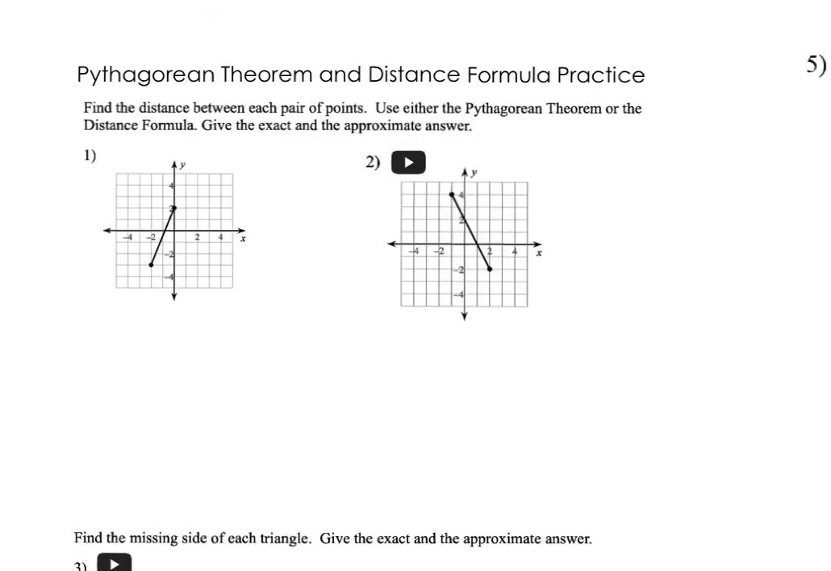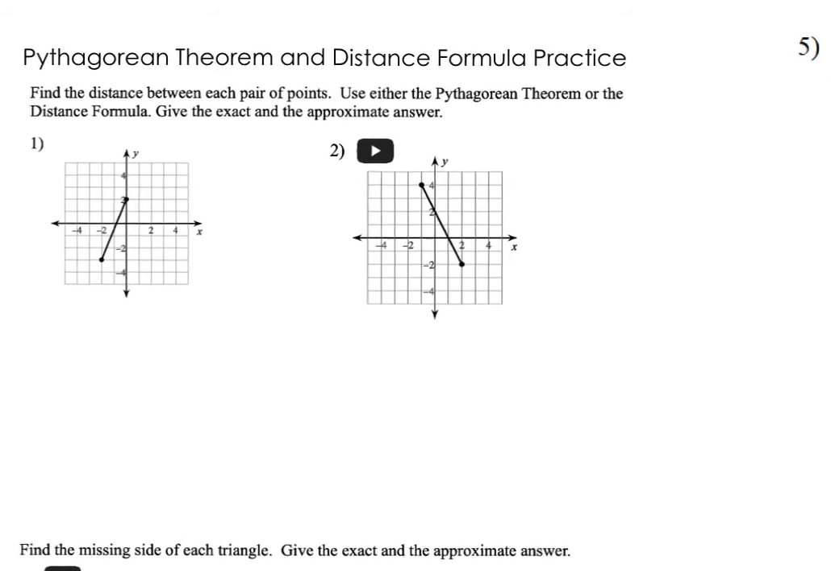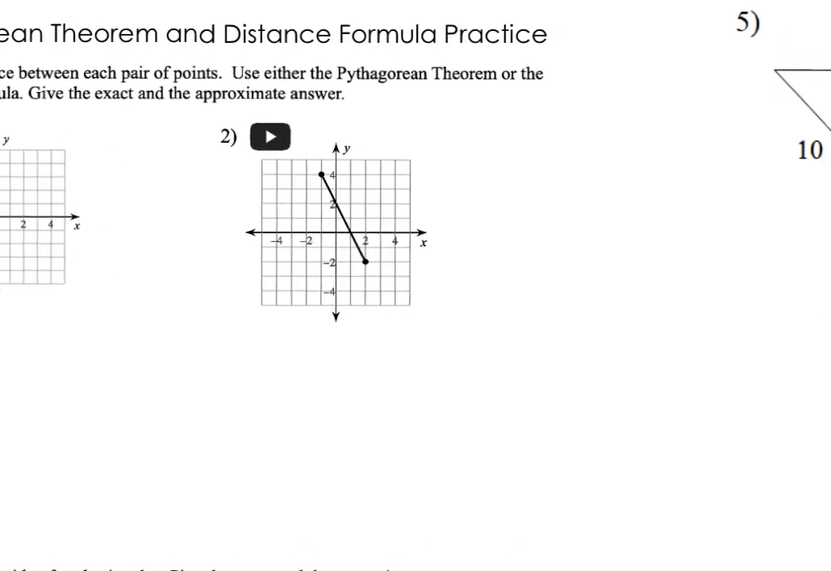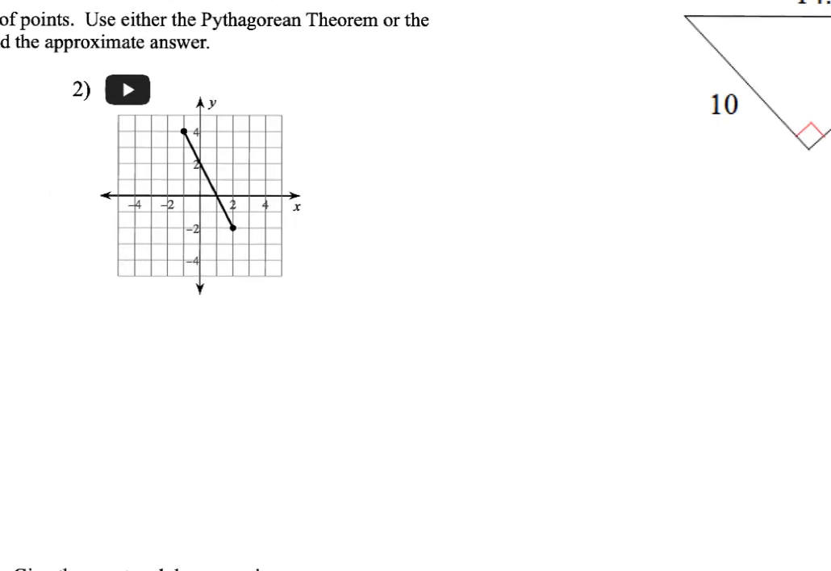Okay, now I'm going to go over a couple of the practice problems. So looking at number 2, I'm finding the distance. I can use Pythagorean theorem or distance formula. So for this one, I prefer using Pythagorean theorem, so I'm going to turn this into a triangle. And it's 1, 2, 3, 4, 5, 6. And this is 1, 2, 3. So using Pythagorean theorem, it's going to be 6 squared plus 3 squared equals c squared.